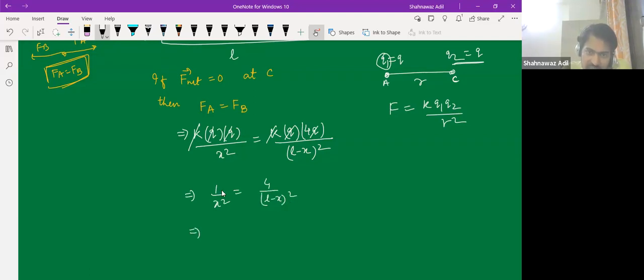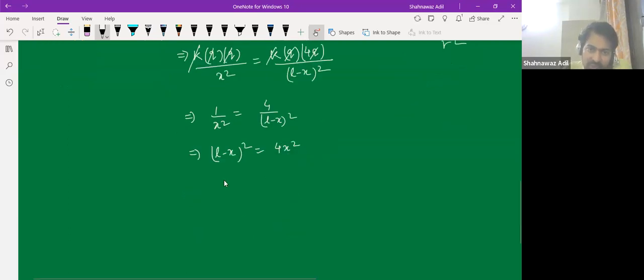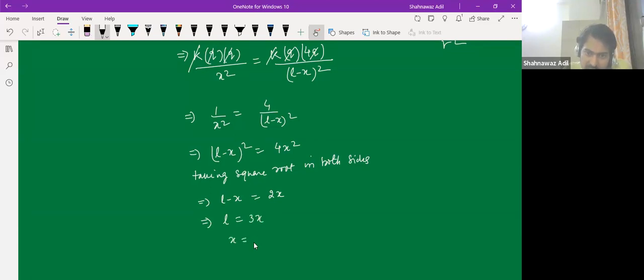So we take this one in the left hand side, this one in the right hand side. So both these are perfect squares. So we are taking square root on both these sides. So then this would be L minus x, and this is 2x. So this would be L equals to 3x. So x would be L by 3.